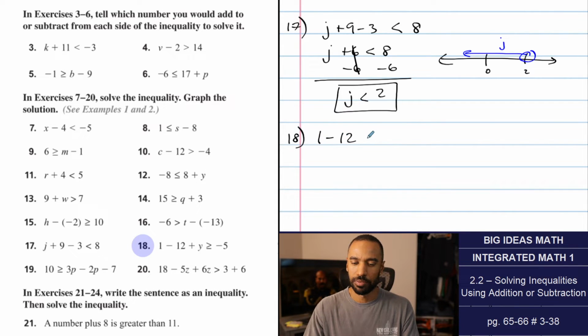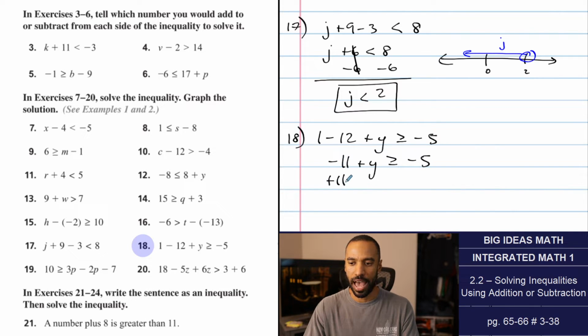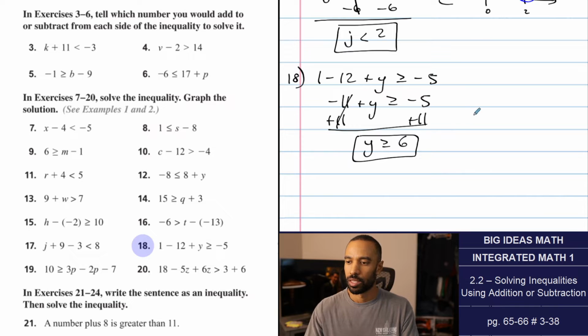1 minus 12 plus y is greater than or equal to negative 5. 1 minus 12 being negative 11. Now, as y is that positive number, all good there, added with this term, we are going to add 11 to both sides, given that the 11 is negative. We're left with y is greater than or equal to 11 minus 5, which is 6. 0, not a part of that solution. Graphing to the right of this over here.